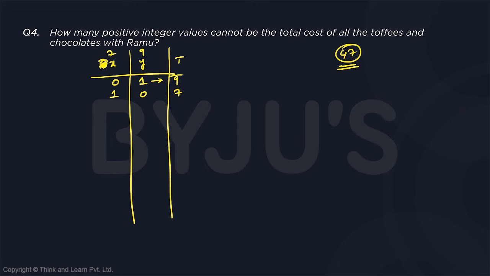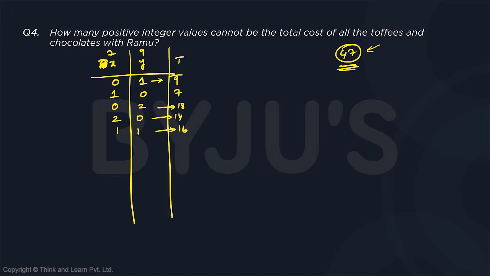Next, I can have total chocolates as 2, which means 0 2, 2 0, 1 1. So the total cost here will be 18. The total cost here is 14. The total cost here is 9 plus 7, 16. All these are less than 47. So I have to check for all of these possibilities. Once I start crossing 47, I don't have to worry because the theorem that we just saw told me that after 47 you don't have to check. Every other value after 47 is possible.